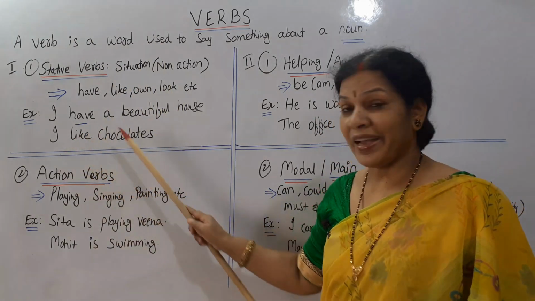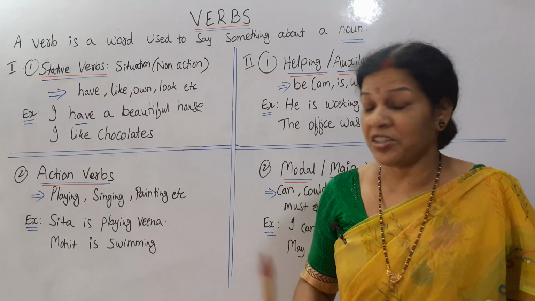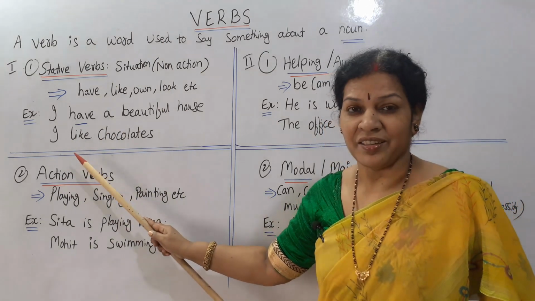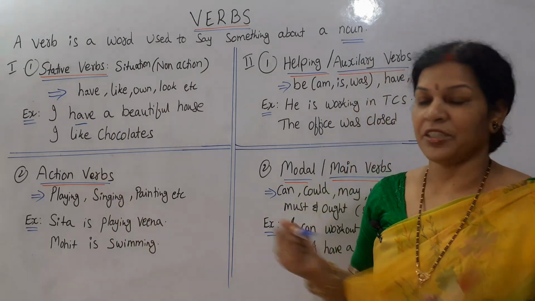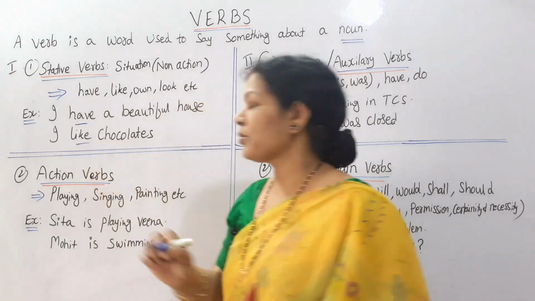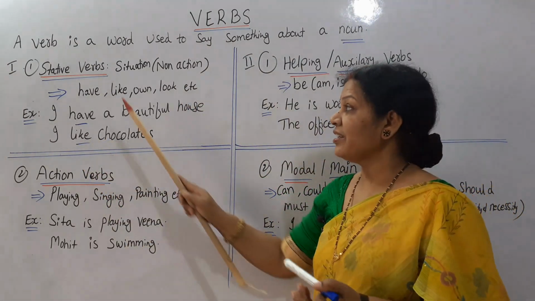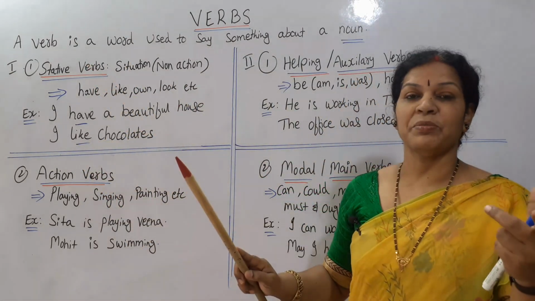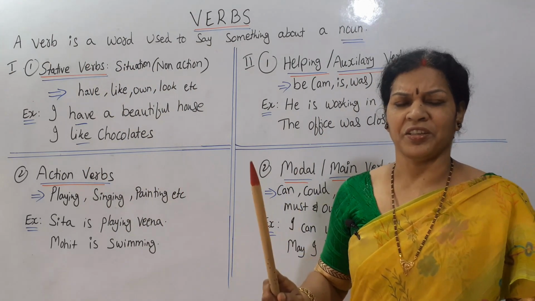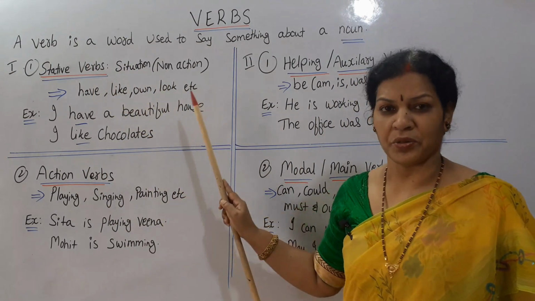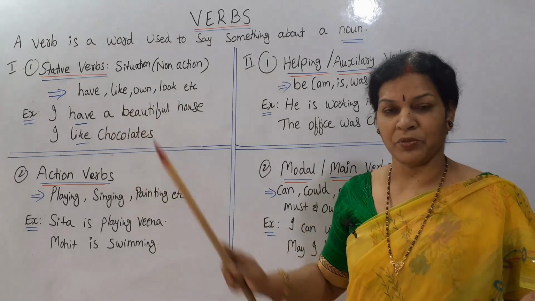In the same way, I like chocolates. There is no action, but I am saying that I like. Like is a stative verb here. So this is a stative verb. Stative verb means it describes a situation, no action, non-action. This kind of words you can take, right? So we have seen the example also.